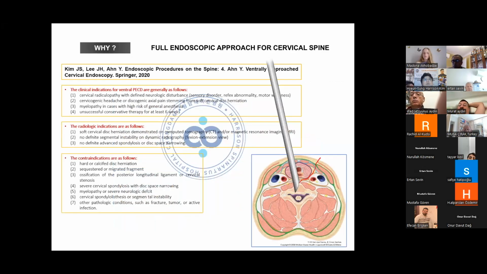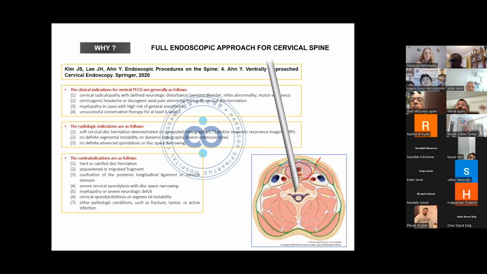And also we know that the endoscopic cervical approach firstly started from the anterior approach, because at that time the surgical screen was not developed, and the surgical instruments, especially the endoscopic drill, were not developed at that time. Because of that, only the limited anterior approach was used at the initial time.